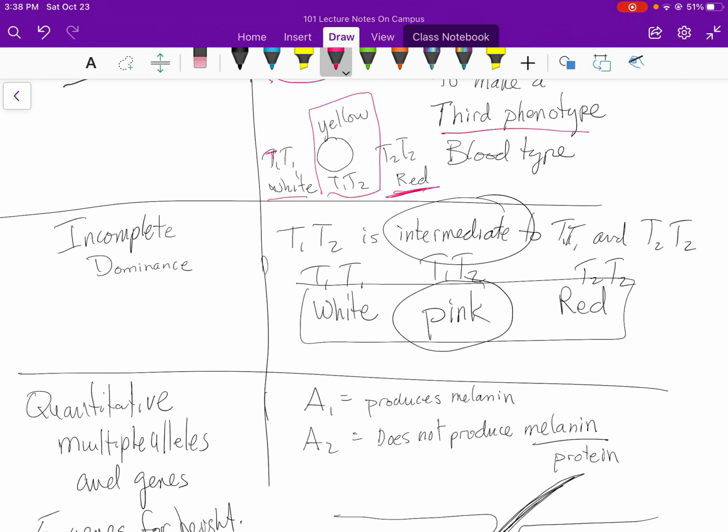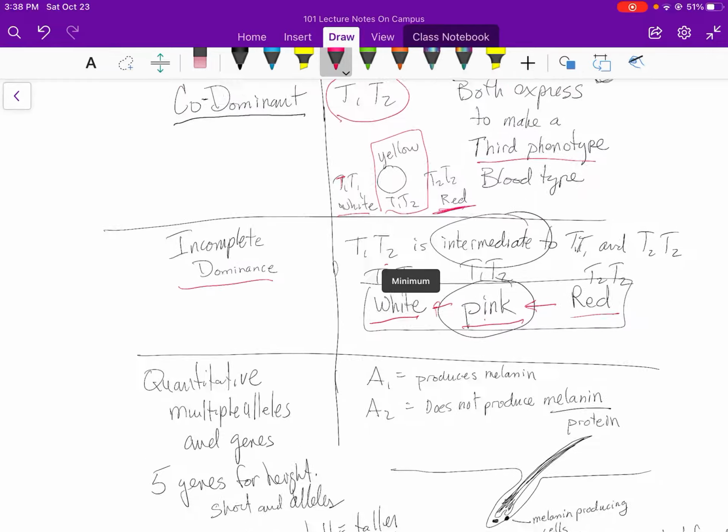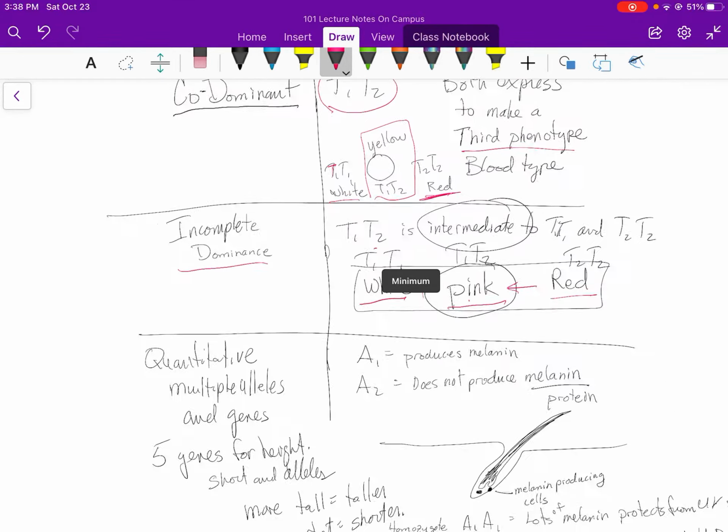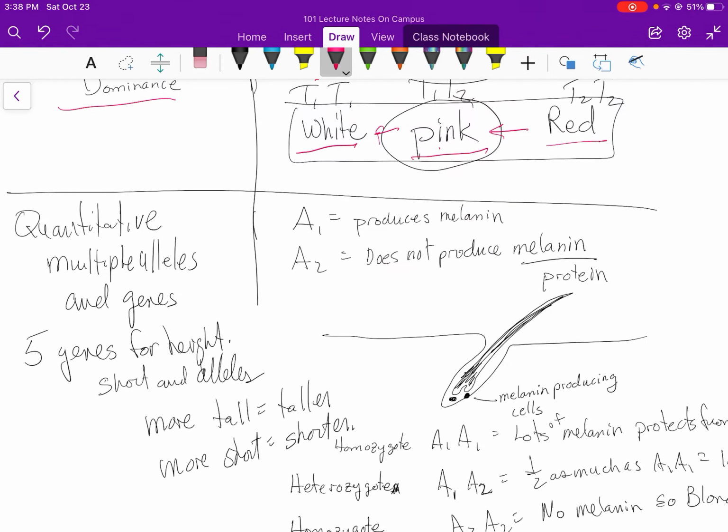Another possible interaction is incomplete dominance, and that means that in the heterozygote, the phenotype is intermediate to the two homozygotes. So that's a white, red, pink flower. The pink is pretty clearly intermediate to red and white, right? That would be called incomplete dominance. In both of those, of course, you can see the genotype in the phenotype.